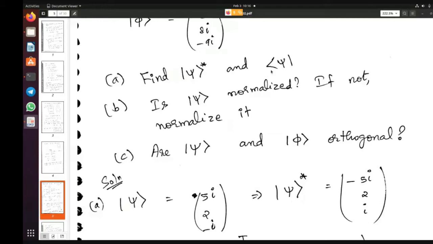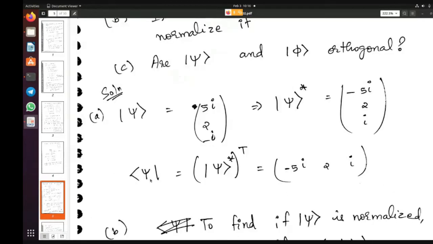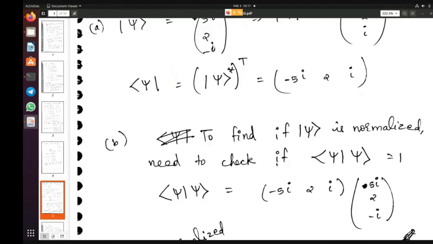Then they want us to find the bra psi. Bra psi is just the transpose of this. The transpose of the complex conjugate of the ket gives you the bra. So you just take a transpose, meaning row becomes column and column becomes row, and you'll get minus 5i, 2, i. So this is your bra psi.